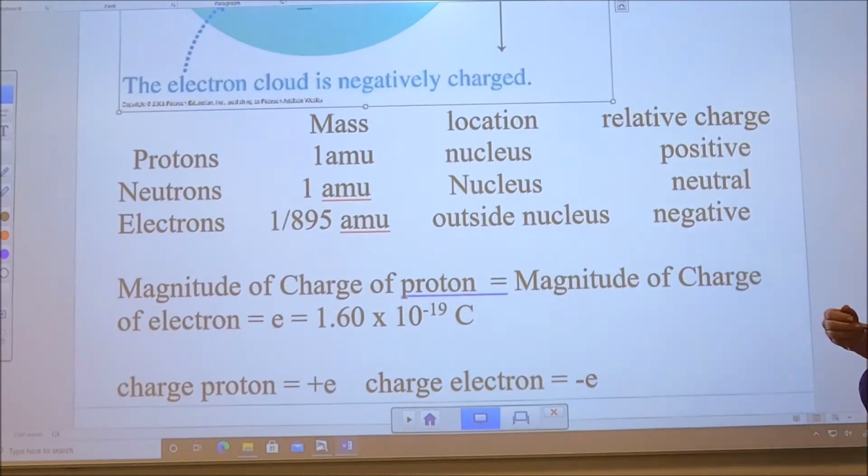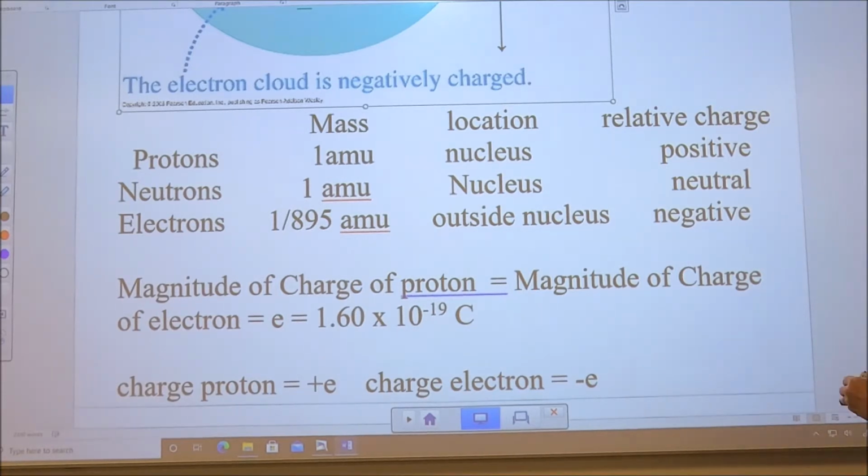Now, inside the atom are protons, neutrons, and electrons. Approximately, the mass of a proton is 1 AMU, the mass of a neutron is 1 AMU, the mass of an electron is 1/895th of an AMU. It's almost 1,000 times smaller in mass than a proton. The protons and neutrons are in the nucleus, the electrons are outside the nucleus. Protons are positively charged, neutrons are neutral, electrons are negatively charged.